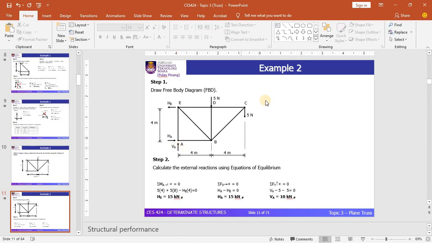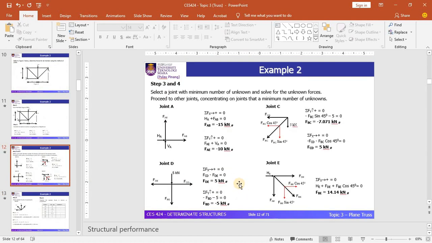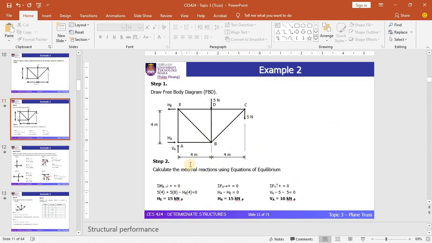So that is another way to solve this problem without calculating the value of reaction at support. But in this slide they have solved by first solving the reaction at support. By looking at this diagram, you can see that by solving the reaction at support, you may start from joint A, or you can start at joint B. How about joint E? Cannot. You can't start from joint E because there are 3 unknowns here. Remember AE, EB, and ED.